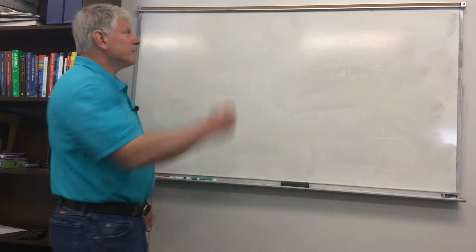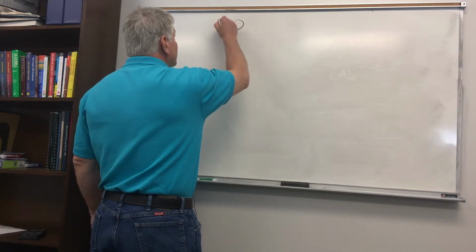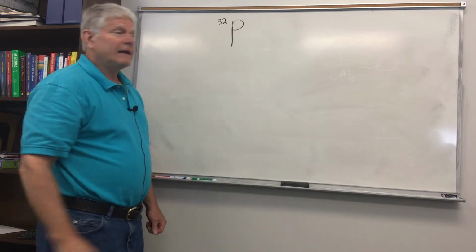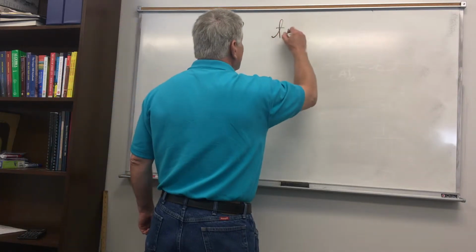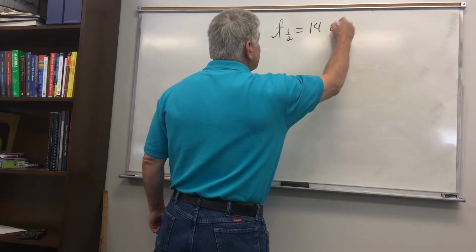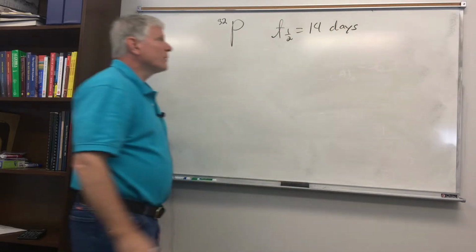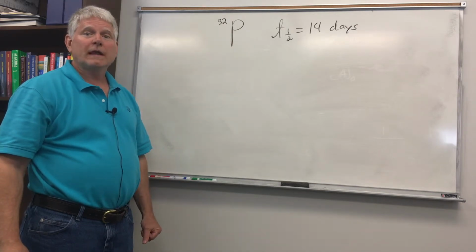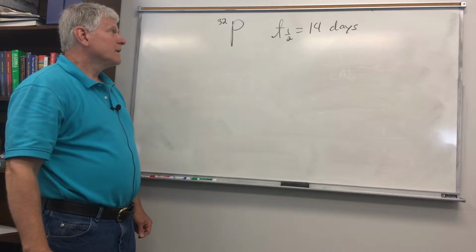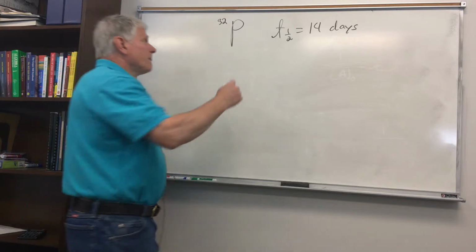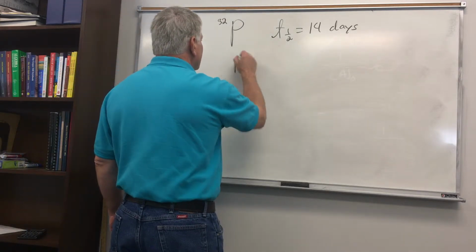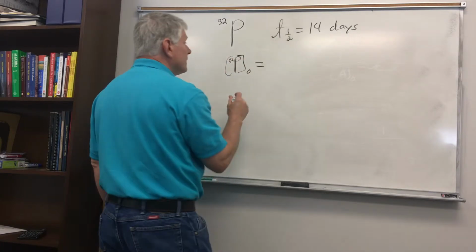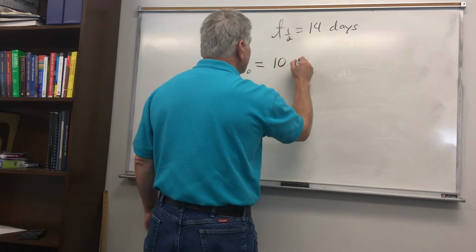Let's do an example. Say we have radioactive phosphorus 32. This will decay, and it has a half-life of 14 days. So every 14 days, half of our phosphorus 32 has reacted. So say we start with the initial amount of P32 equal to 10 grams.